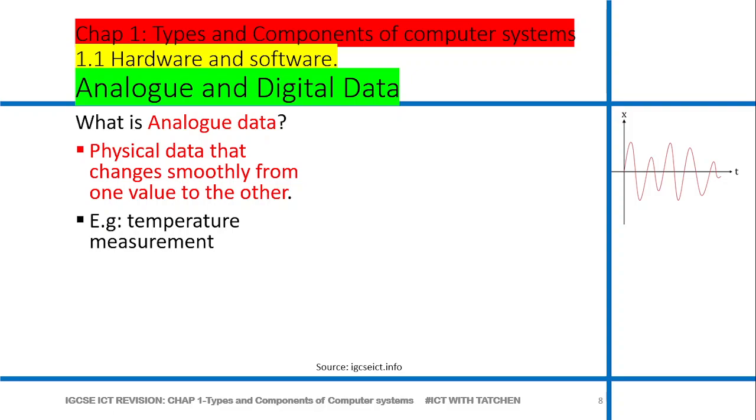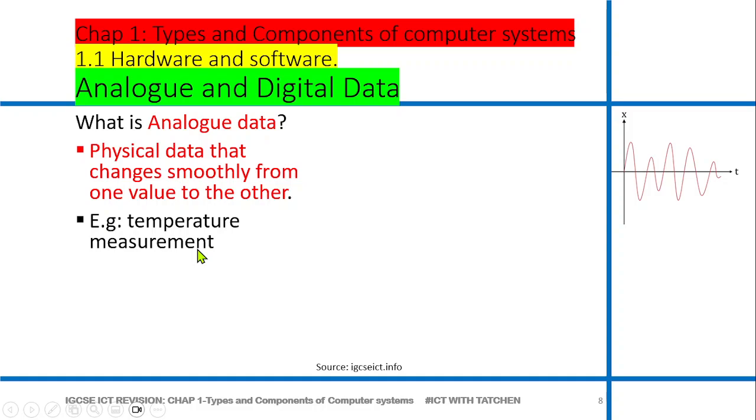Now, when we think about communication in the computer, we think about analog and digital data. The question is, what is analog data? These two things are very important. When we think about analog data, we mean physical data that changes smoothly from one value to the other. So this is typically analog data. It's kind of sinusoidal. Me speaking right now, it's analog.